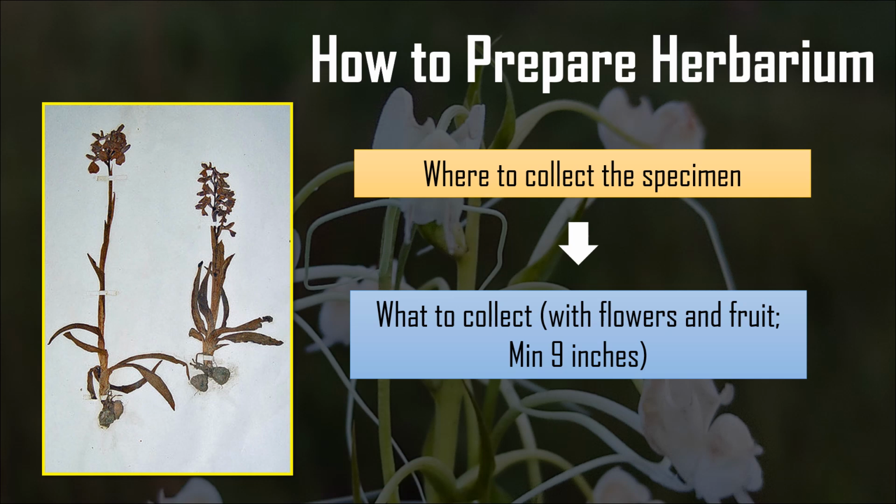Now, how to prepare a herbarium in brief? First, we have to think where to collect the specimen, and what to collect, about 9 inch. If there is a flower, it is always best. Without flower, there is no meaning of herbarium. But if flower and fruits are available, it is good.